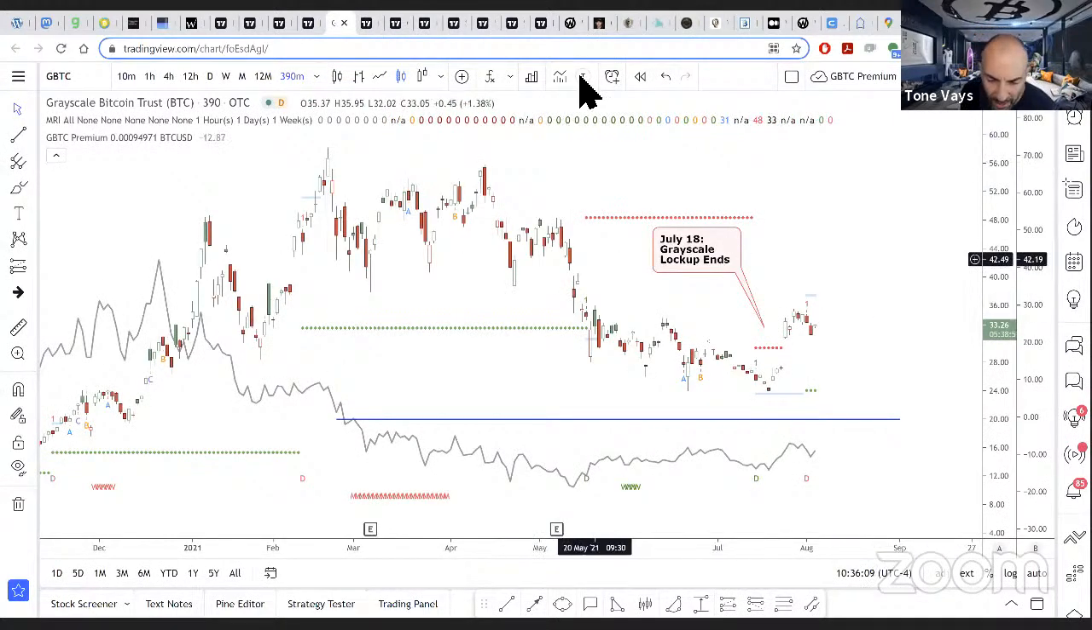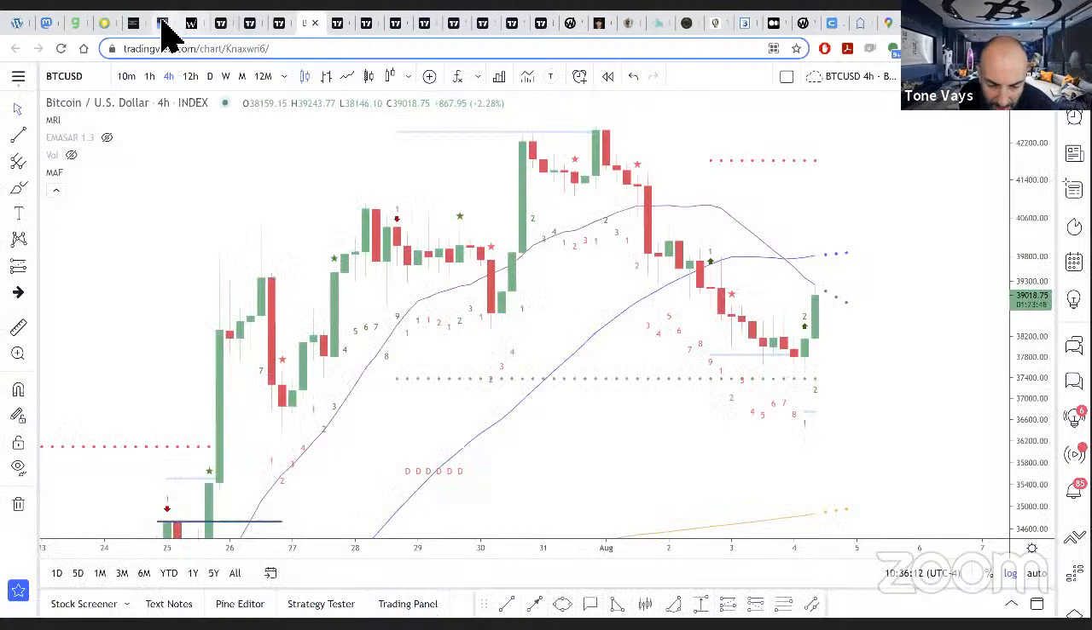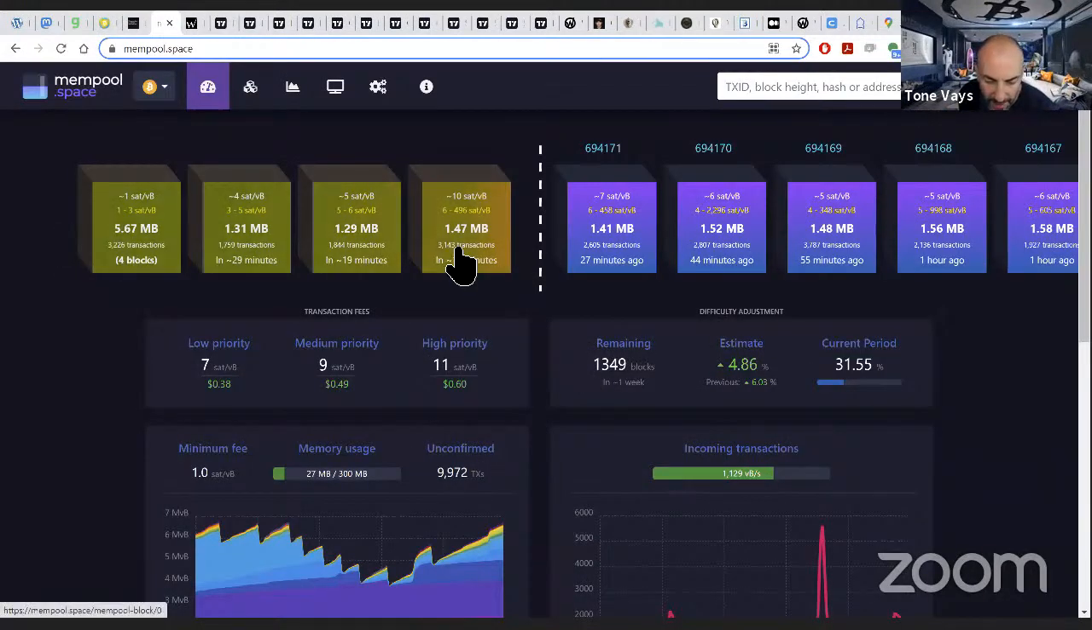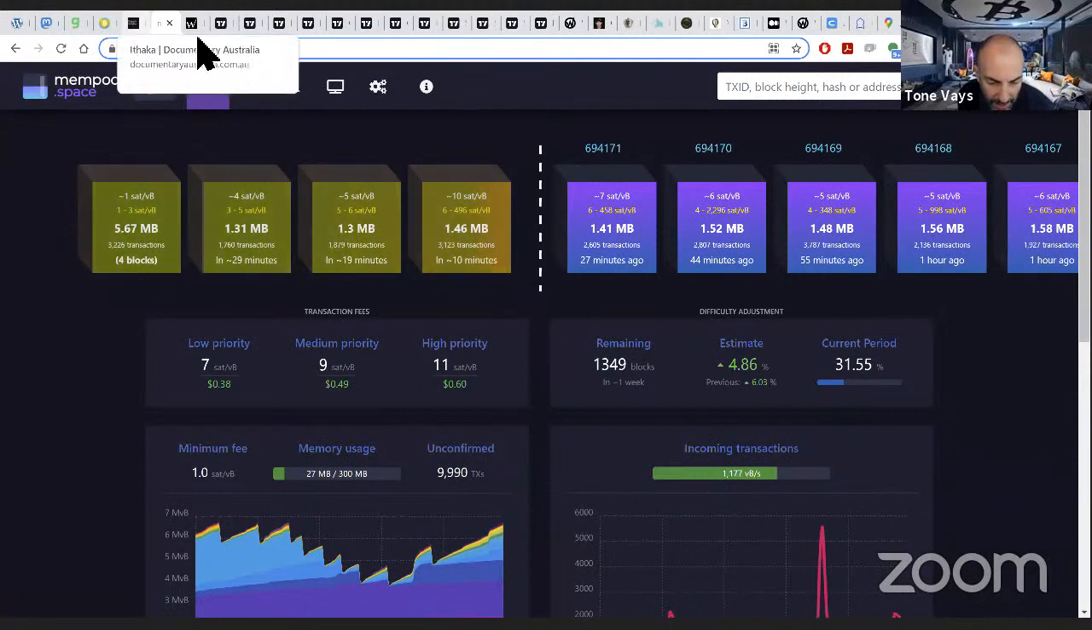I don't really care about Ethereum. I don't really want to look at it right now. The mempool is still fairly empty, so your transactions are pretty cheap. We're only 4 blocks back.